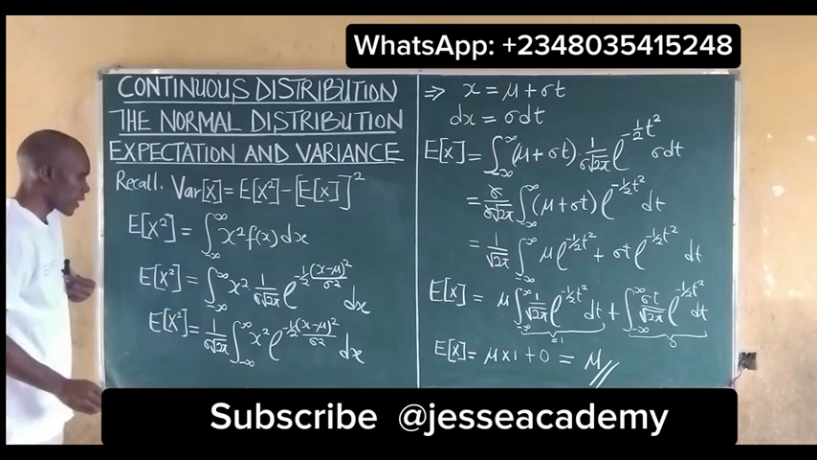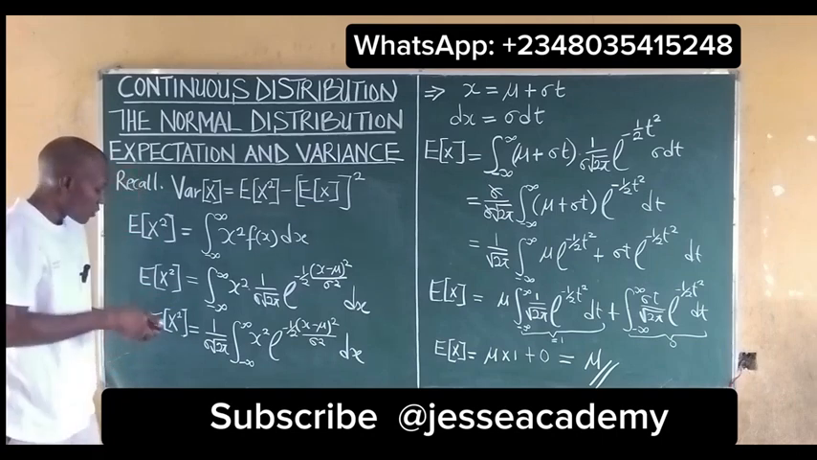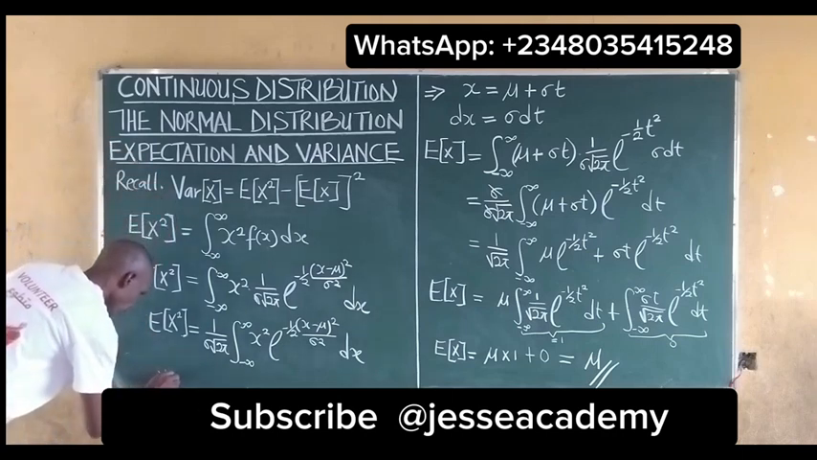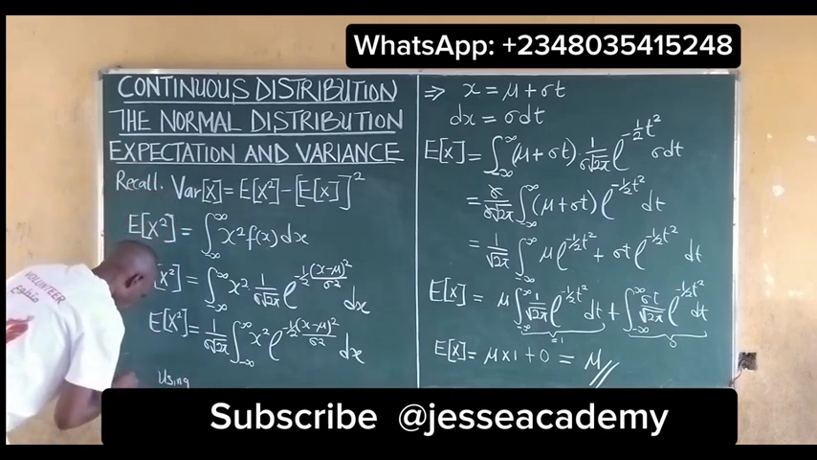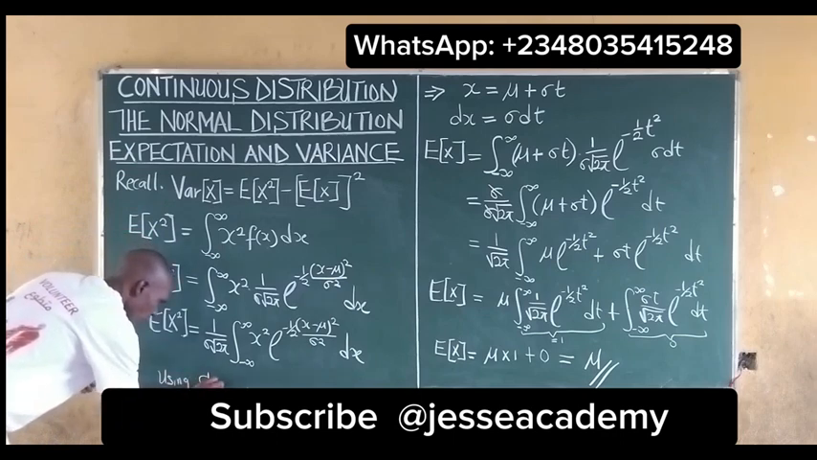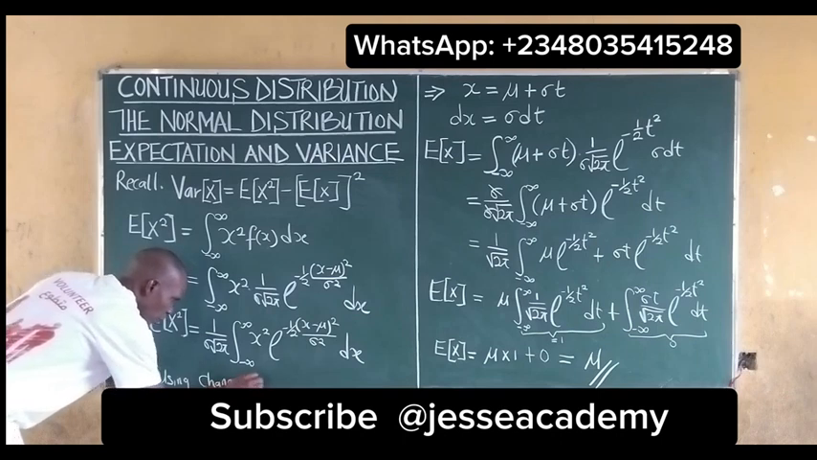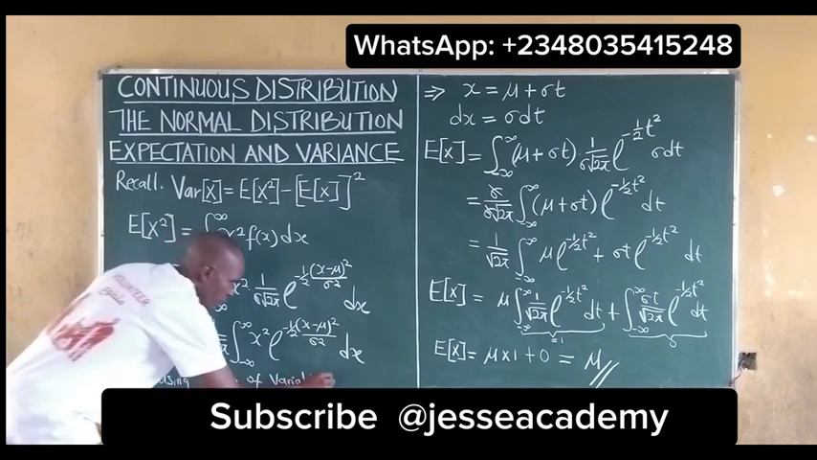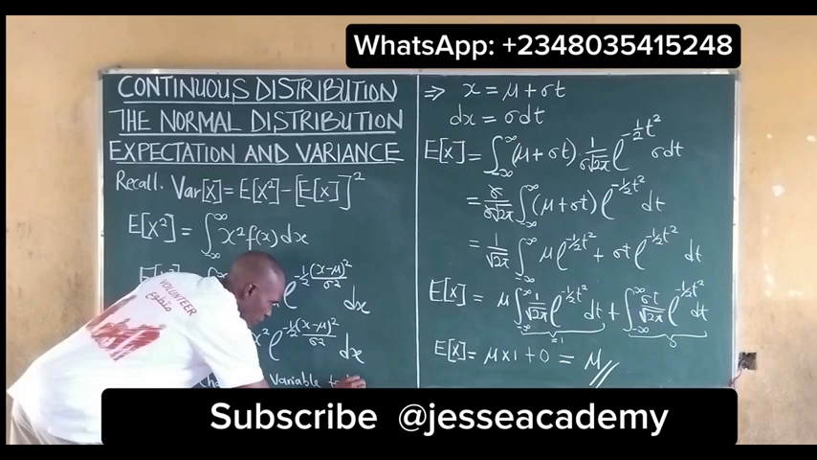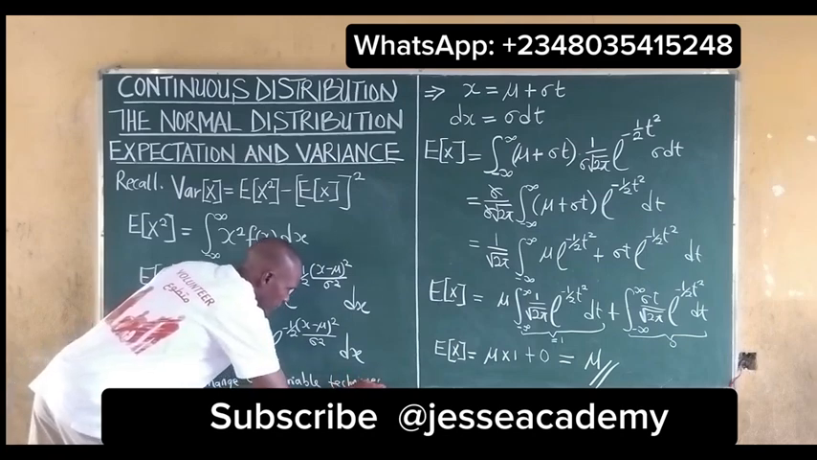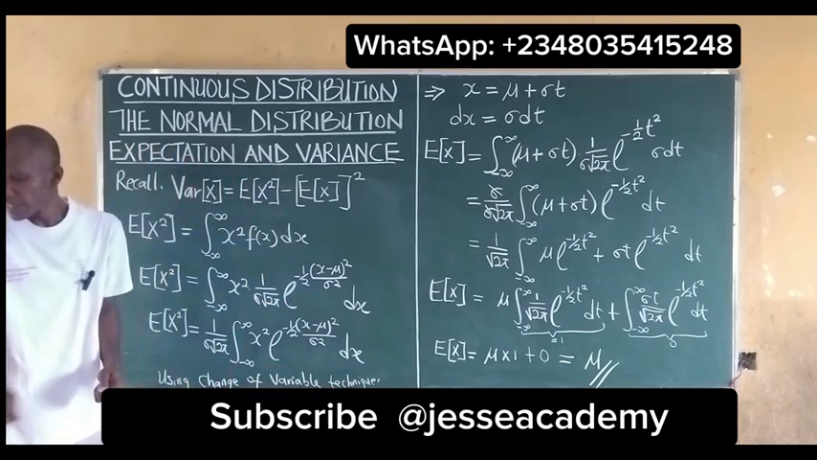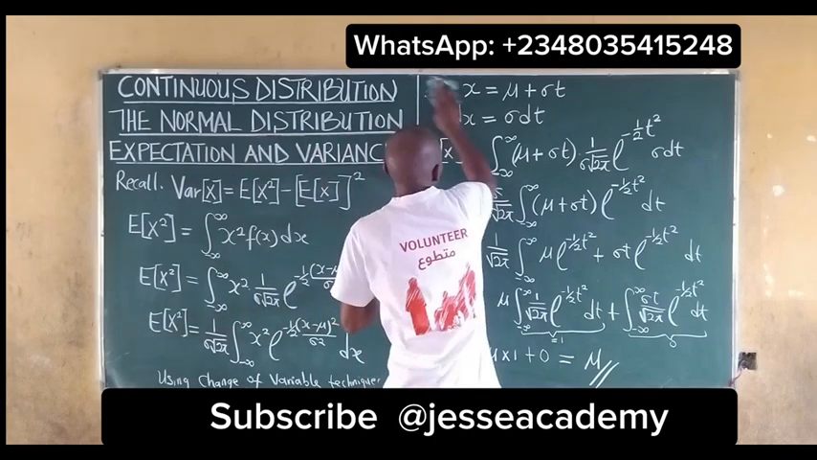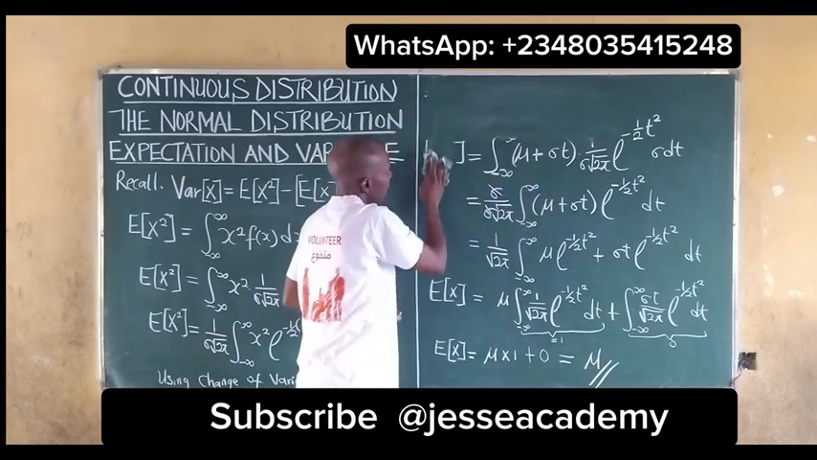So this is our expected value of x squared. The next thing to do is to use the change of variable technique. Using the change of variable technique, we move over to this other side.